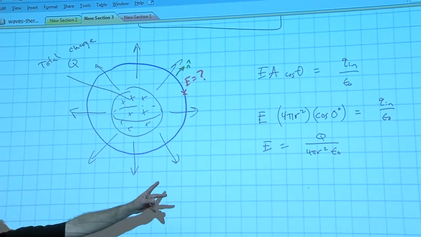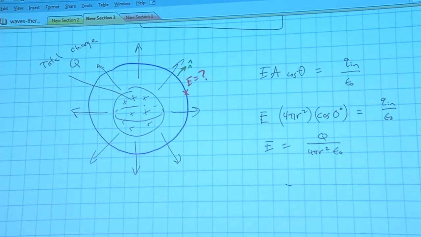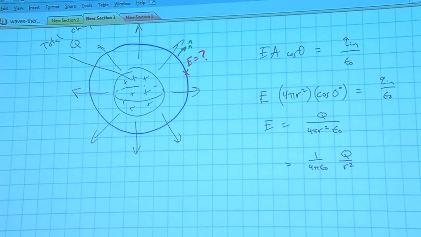And now I can just rearrange these things. I've got a 1 over 4 pi epsilon naught and a q over r squared. And 1 over 4 pi epsilon naught, we get tired of writing that all the time, so we use k for that. That's the constant k we introduced earlier. K q over r squared. So that's the same as an electric field from a point charge.